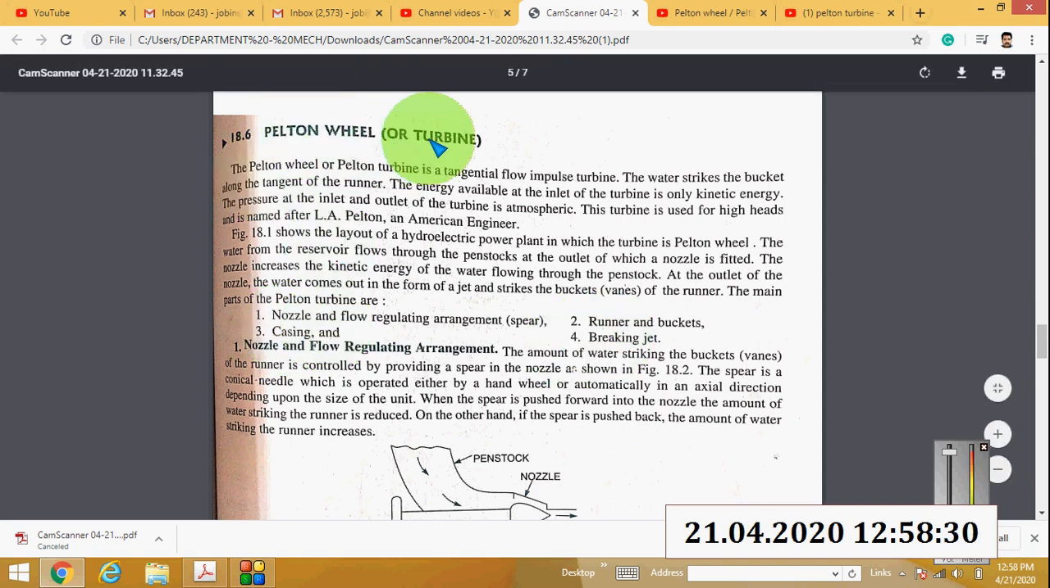About the Pelton wheel or Pelton turbine, it is actually a tangential flow impulse turbine. This term is very important. Different types of turbines exist; the Pelton wheel is a tangential flow impulse turbine. Then what do you mean by tangential flow impulse turbine? Tangential flow means the water strikes the bucket along the tangent of the runner.